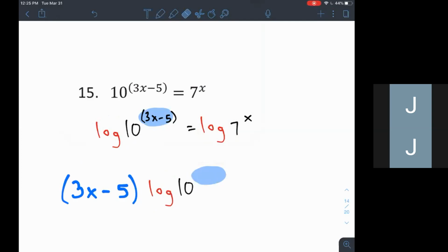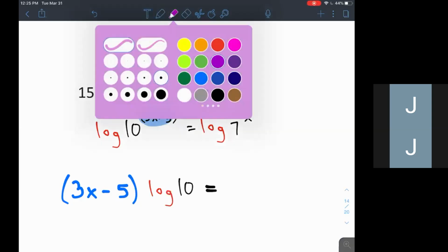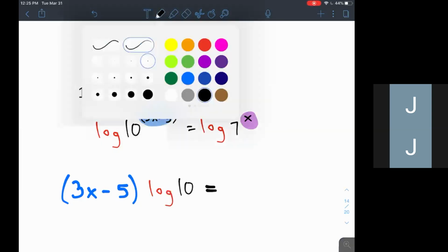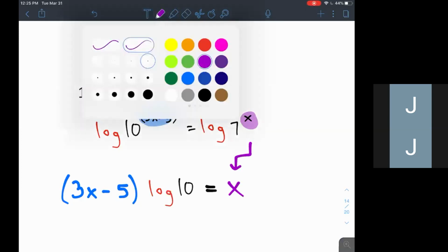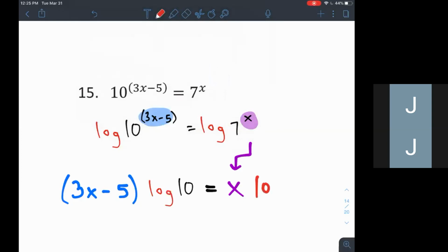One more time, the power property allowed me to rewrite the left side of this equation by bringing down the exponent 3x minus 5 and turning it into a multiplication problem with the log. Same thing can be done on the right side here. Since we have 7 to the x power, I can bring down that x and multiply it by log argument 7.